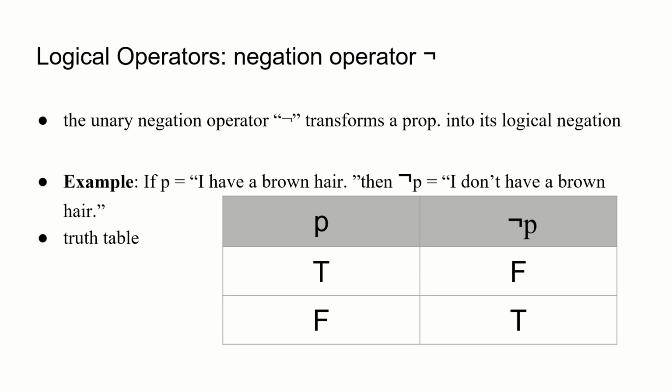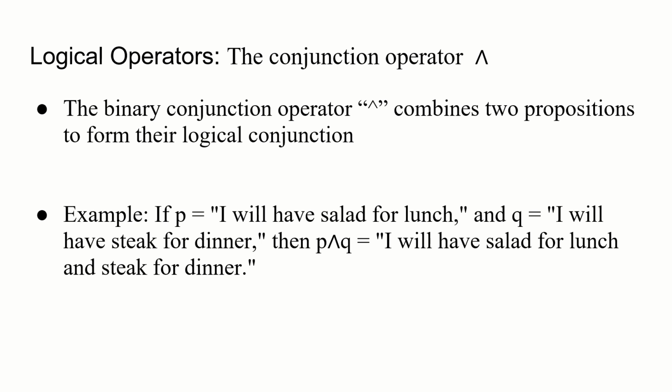So let's take a short look at the truth table. If P is true, then negation P will equal F. If P is false, the negation P will equal true. Let's introduce the second operator, conjunction.